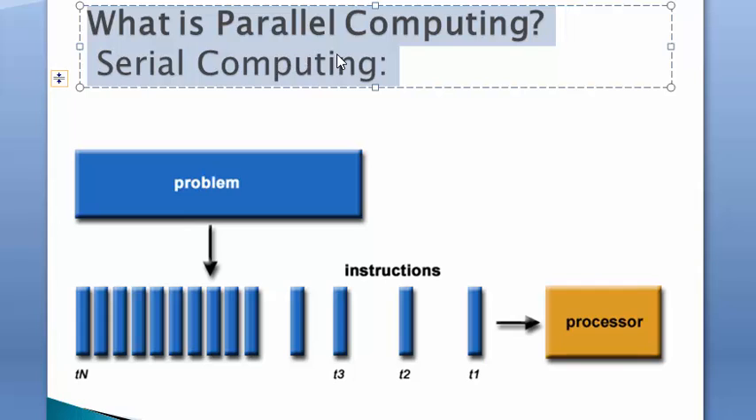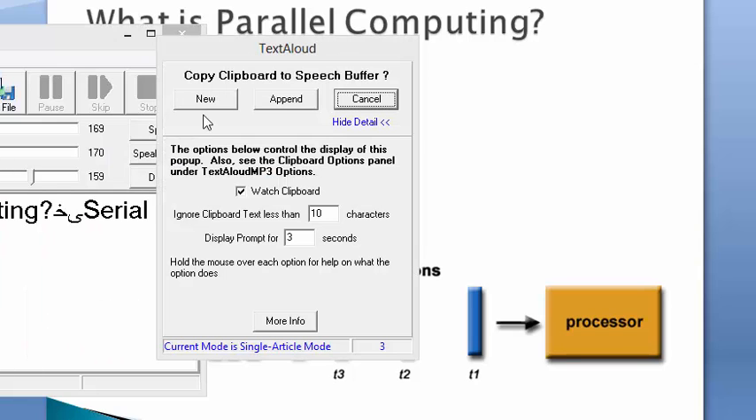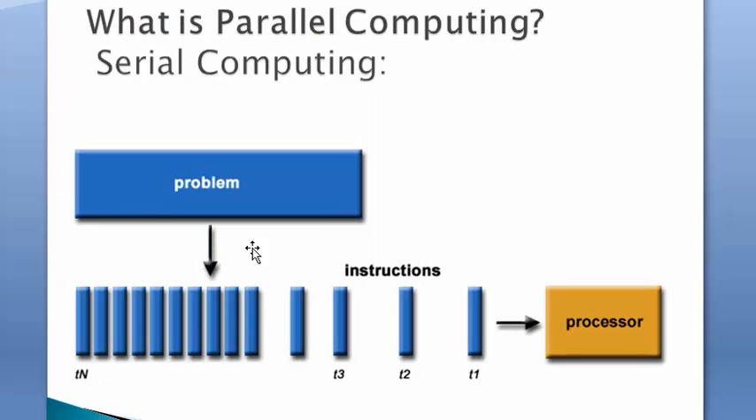What is parallel computing? Serial computing. Traditionally, software has been written for serial computation. A problem is broken into a discrete series of instructions. Instructions are executed sequentially, one after another, executed on a single processor. Only one instruction may execute at any moment in time.